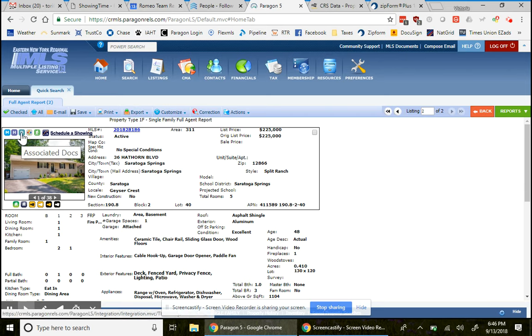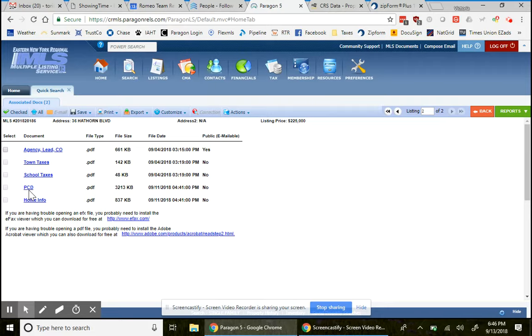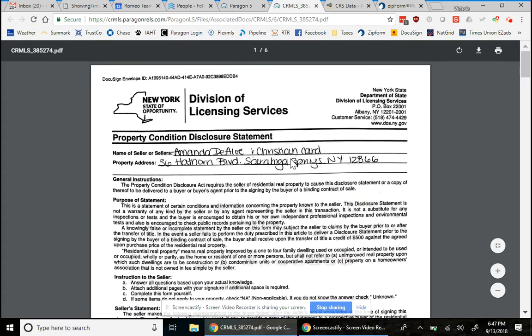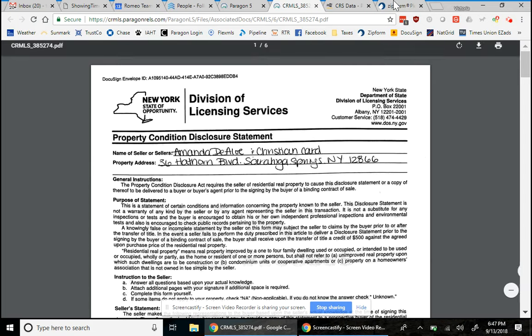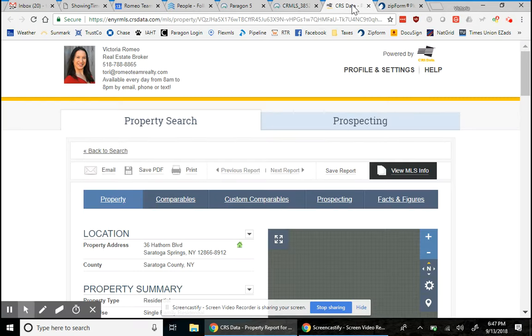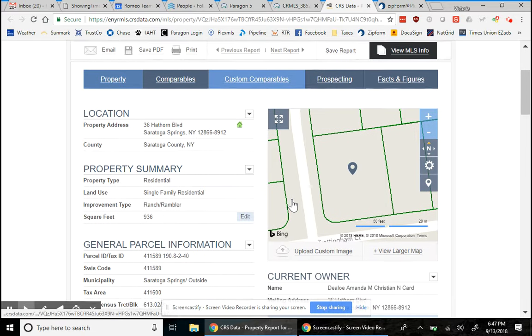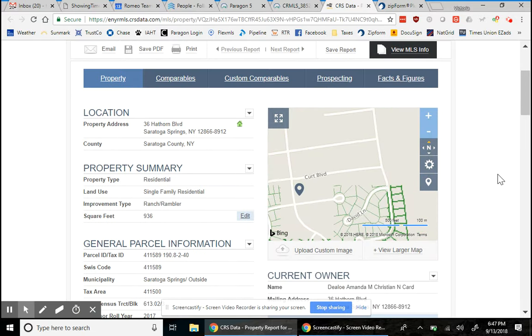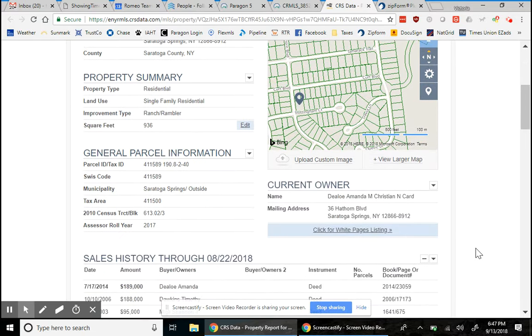The other surefire way, if the agent has uploaded everything to Paragon, is to look at the disclosures. So property condition, or the tax record, school tax bills, but the disclosures right at the top should have the seller's name and current address. If you go into the tax record, right underneath the map, it'll say the current owner's name.